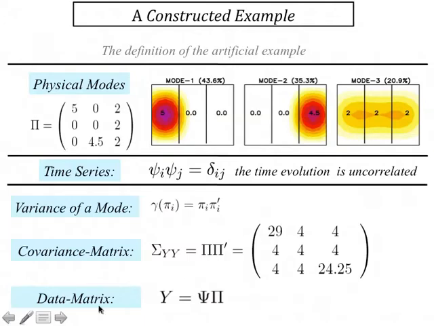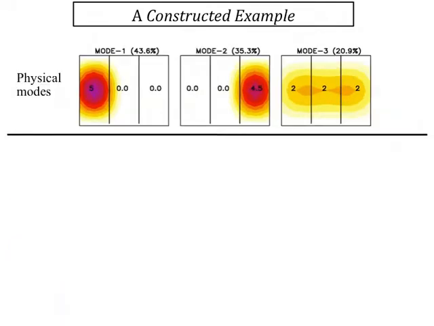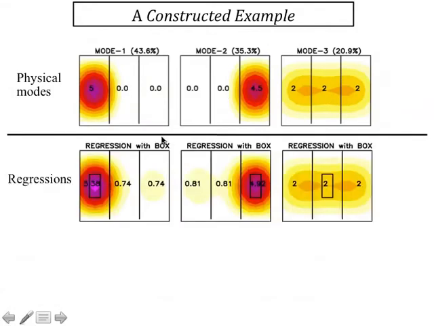And I can create myself a data matrix if I want to. I would just project the time series matrix multiplied by the pattern matrix. I get my data matrix if I would like to have a data matrix, but it's not relevant for this discussion. Okay, so these are the physical modes that I set up, and let's see how the EOFs look.